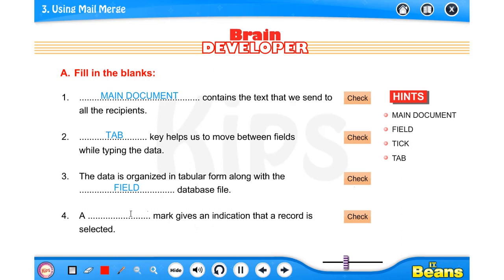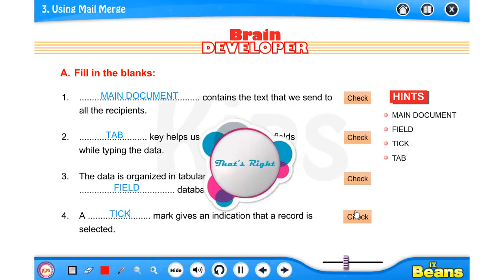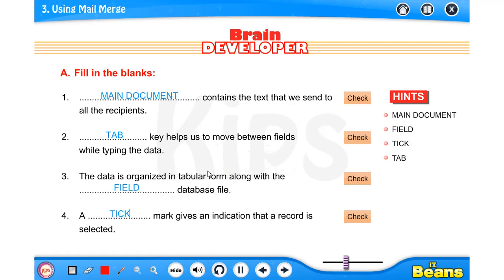Now last one, last fill-up. A dash mark gives an indication that a record is selected. Do it fast. Last fill-up, last answer. What's remaining? Give your answer. Yes, it's tick only. So the correct answer will be tick. Yes, it's right. So our fill-up part is completed.